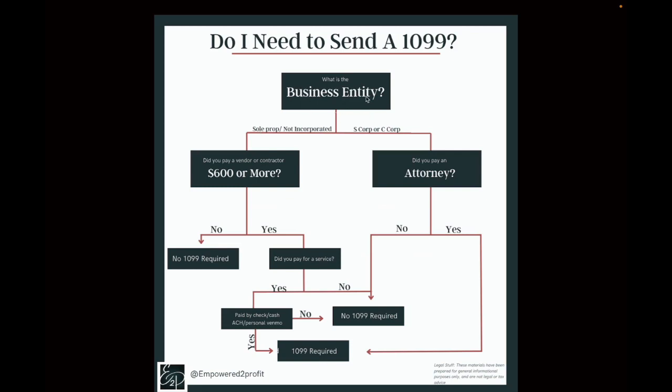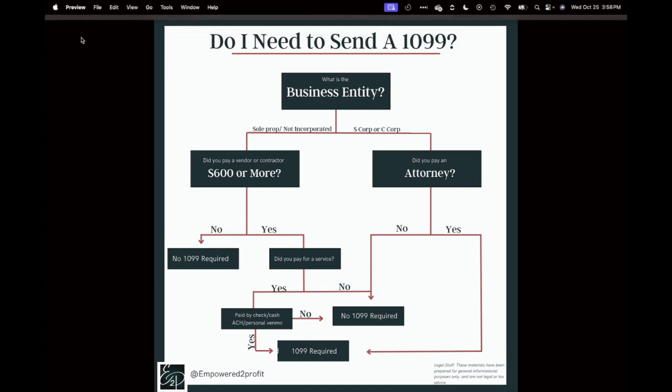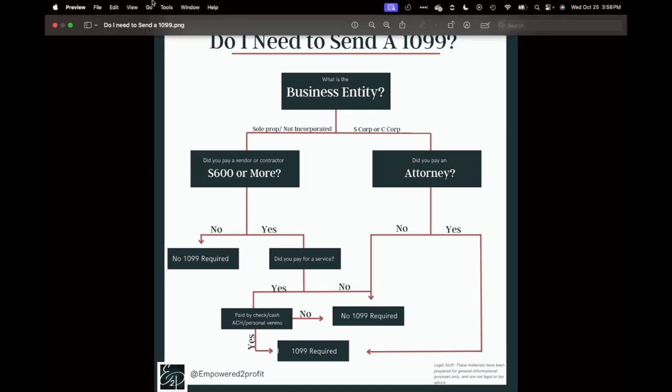So if we start at the top here, you first need to ask what the business entity is of the person you are paying. And you might think that that is an awkward or weird question to ask, but if this person has been a contractor or been in business long enough, they'll be familiar with the question and have the document ready that they can provide to you. So you can either ask them directly, or you can ask them to give you a W-9 form, which will then give you the next answer to the question.